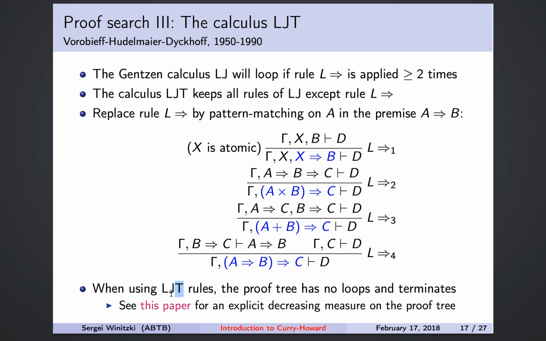The T in the name LJT stands for terminating. So if we use these rules in the same way by creating a proof tree, the proof tree will have no loops and it will terminate after a finite number of steps. There is also this paper that is helpful for understanding how to implement this algorithm. It shows explicitly how to construct an integer function from sequents to integers, which is a measure of the complexity of the sequent, and this measure decreases every time you apply a rule.